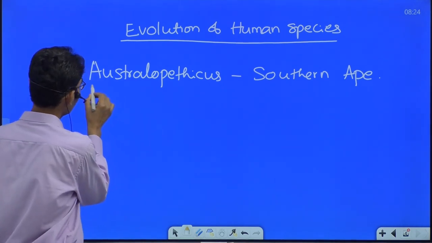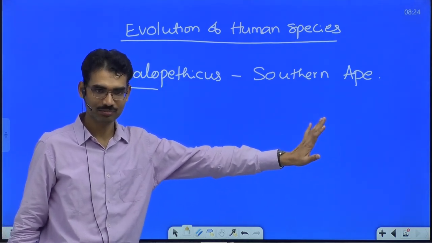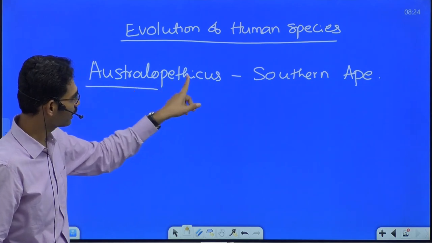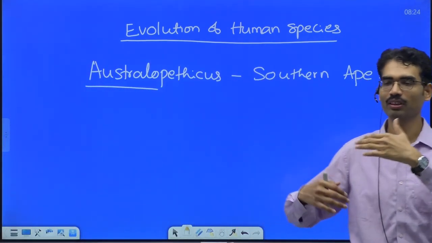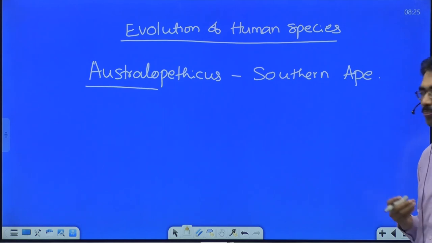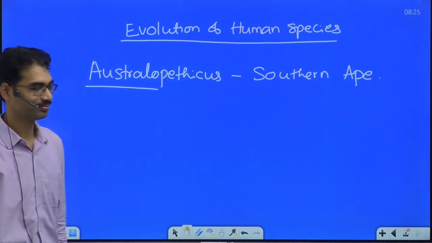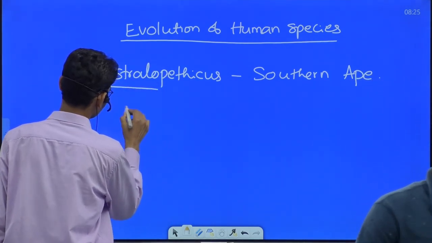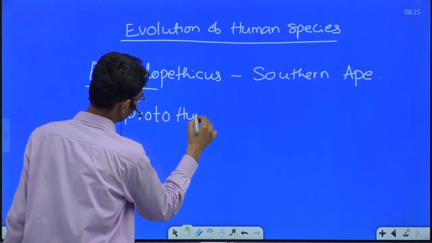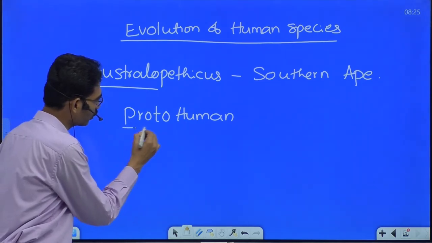Now you see, the name Australo, that's why Australia, actually the meaning of Australia is southern continent. That's how they gave the name Australia. Australopithecus, southern ape. This is very close to our human, modern human. This species is also called proto-human.